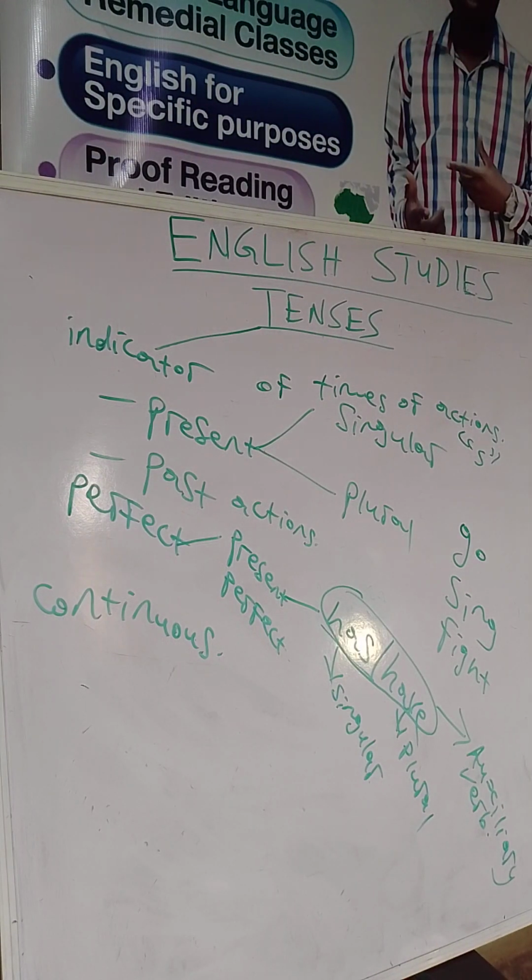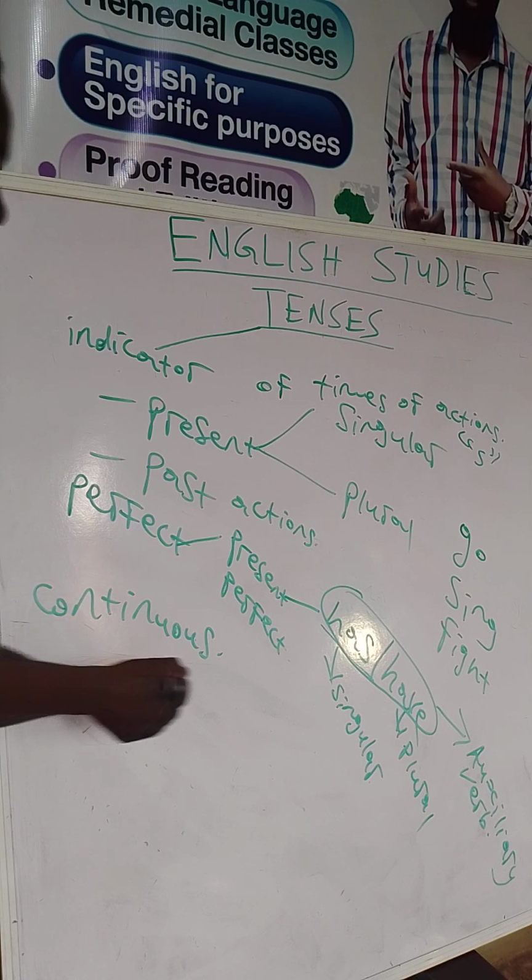So the present perfect is the use of has and have plus the perfect form of the verb. The perfect form of the verb could be the -ed inflectional or -en inflectional. You say he has done, he has written, he has given, he has taken, he has written the note. So that is present perfect tense.